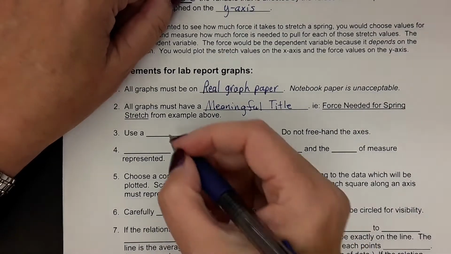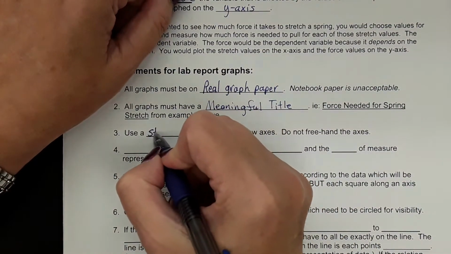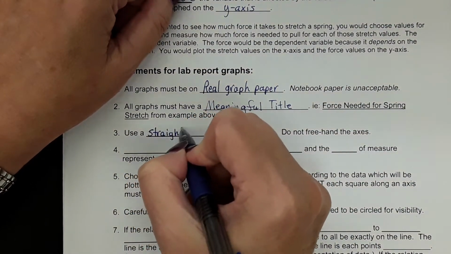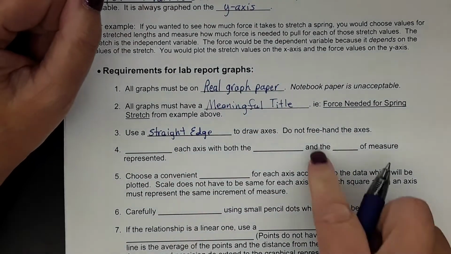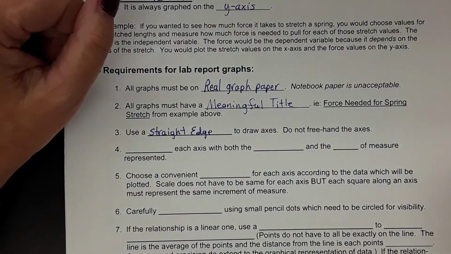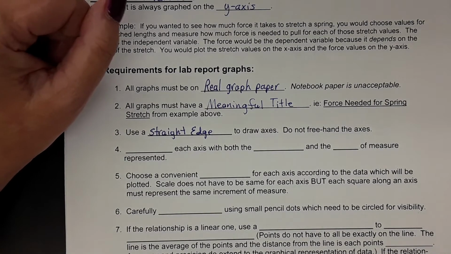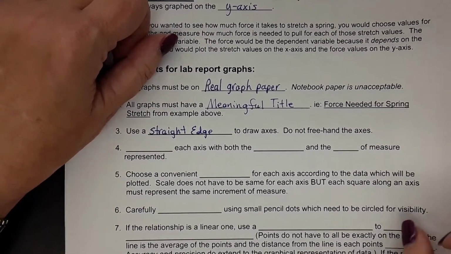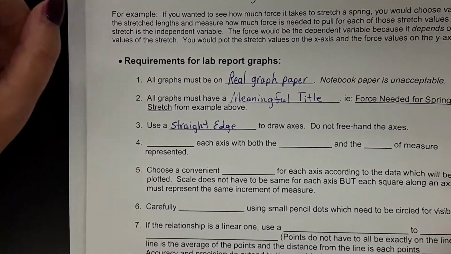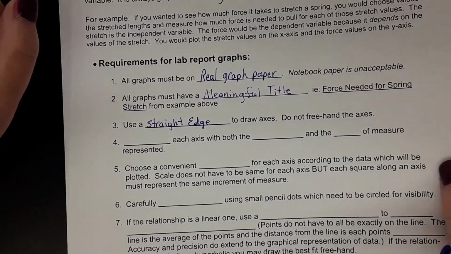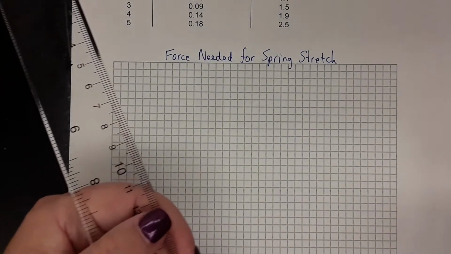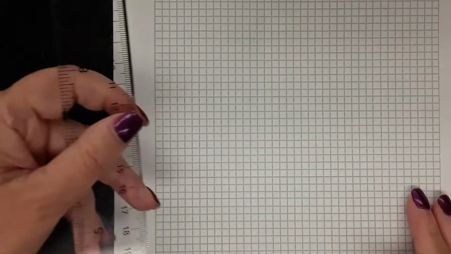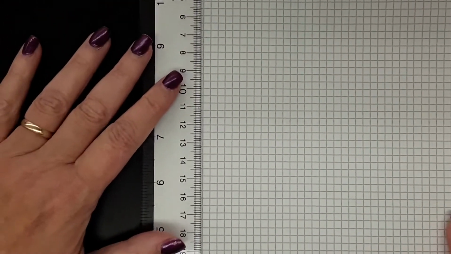Thirdly, we need a ruler or a straight edge in order to draw axes. We do not freehand axes because humans cannot draw a perfectly straight line. And if you want to look like an intelligent individual when you go to university, you'll use a straight edge. If you're not using some sort of graphing program, you have to graph it, so you better use a straight edge. So that's what I'm going to do right here.